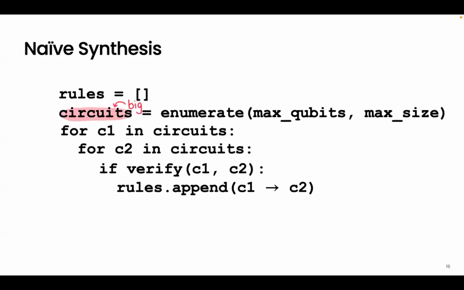Except the problem is the set of circuits that you enumerate, even for relatively small bounds, is going to be gigantic. And then secondly, this verification task is going to be expensive, especially because our circuits can be symbolic. And then lastly, that verification task is embedded in this nested for loop. So now we have this quadratic explosion. So it's not looking good.